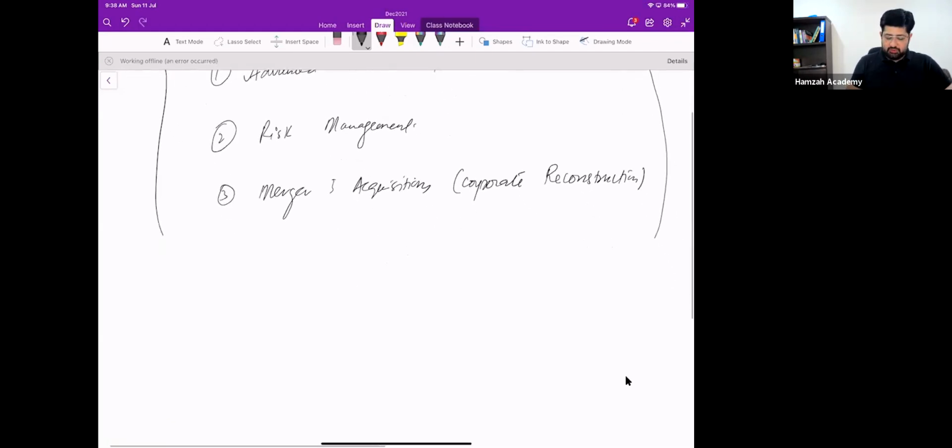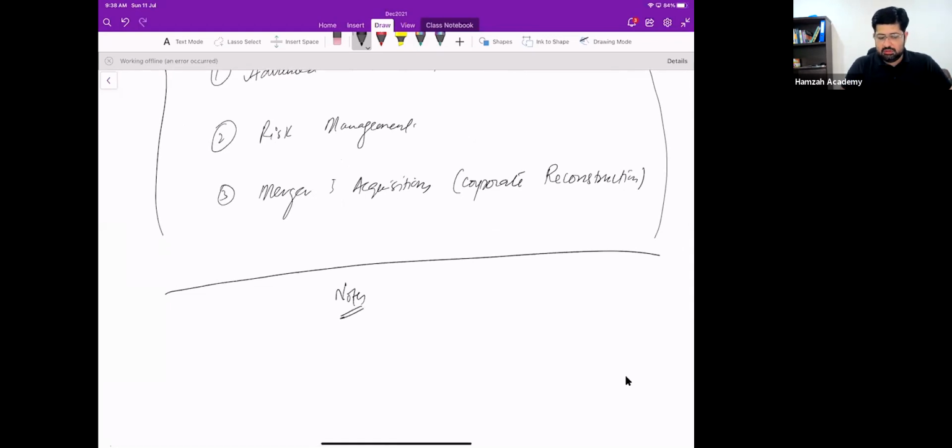Which material will we be using? I will provide you the notes which will cover the whole syllabus in depth. It means you need not read any book. That's enough. Plus, we will be doing the BPP exam kit, and I will try to arrange a soft copy for you. Yes, that will be arranged.